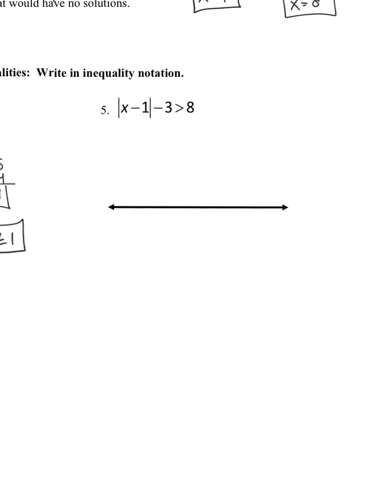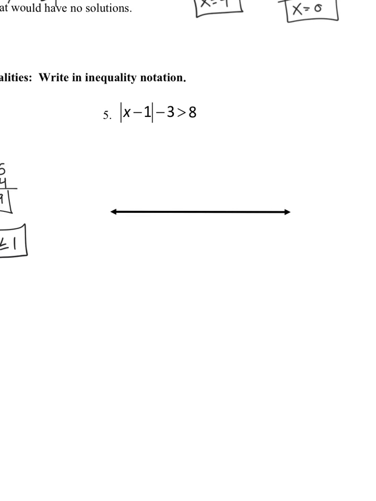Number 5, I need to get that -3 away from the absolute value. So I'm going to add 3 to both sides. Okay, now I'm going to set up my 2 separate inequalities. One is going to stay the same without the absolute value bars. The other one, I'm going to flip the sign and make that a 11 negative. I'm going to add 1 to both sides.